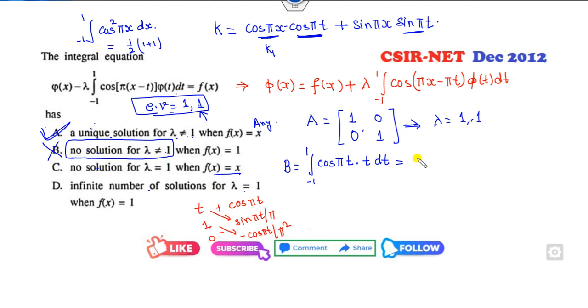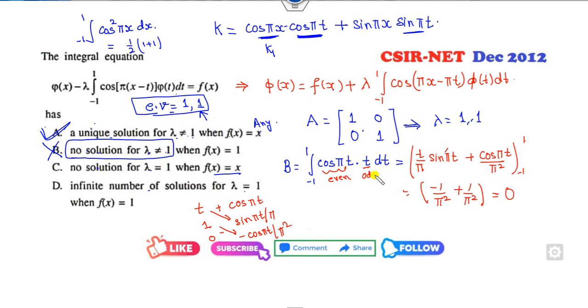So this integration will be t over pi sine of pi t, minus minus plus cos pi t divided by pi square, from minus 1 to plus 1. When you substitute 1, it's a 0. When you substitute 1, it's cos pi, which is minus 1 over pi square. When you substitute minus 1, it's a 0. When you substitute minus 1, it is again minus 1 over pi square. This will be 0. Or otherwise, you can see this is my even function, this is my odd function, and limits are from minus 1 to 1, so it is 0.